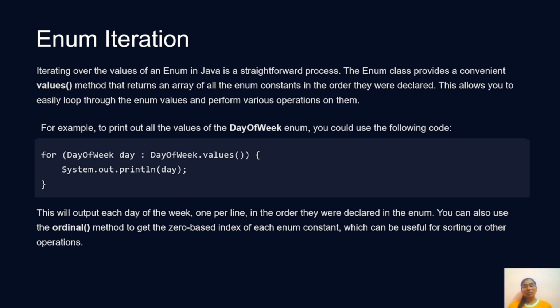You can also use the ordinal method to get the zero-based index of each enum constant, which can be useful for sorting or other operations.